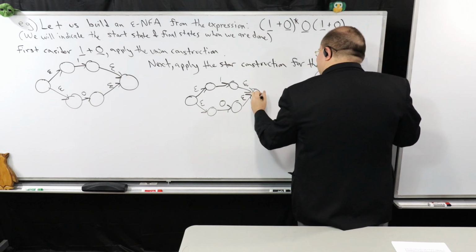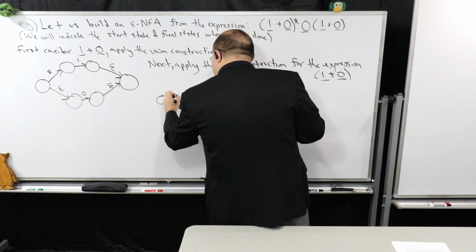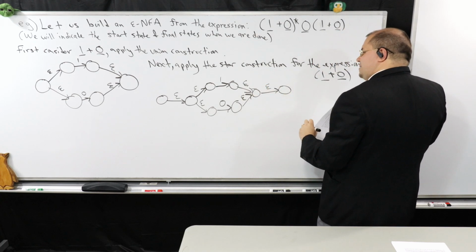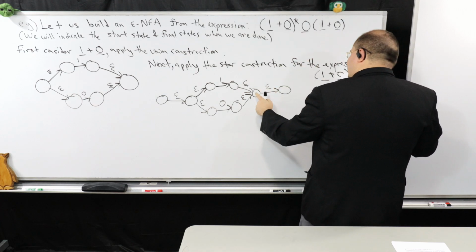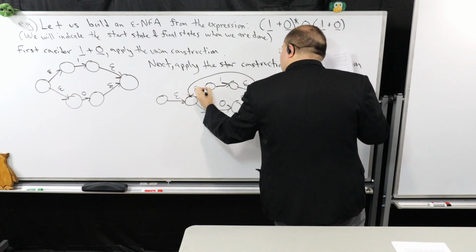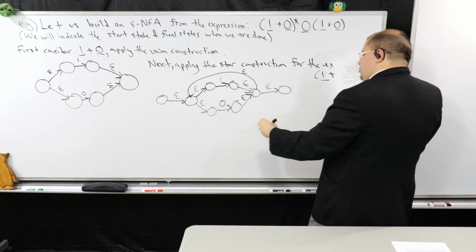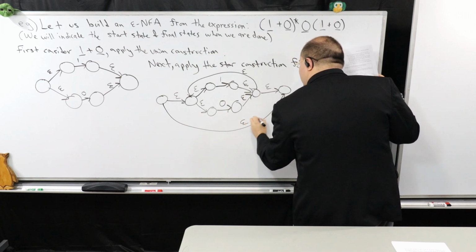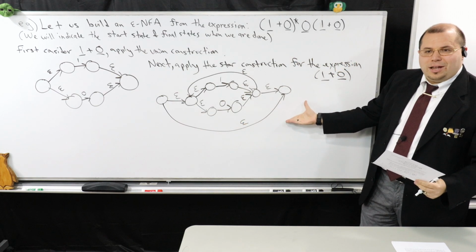Okay, so now I need to put in the start state. So I have a new start state. It's going to have an epsilon move. I'm going to have a new final state with an epsilon move like this. Don't forget that you take the old final state, and you draw an arc from that to the original start state on an epsilon move like this. And then you employ another epsilon move from the new start state to the new final state. So this is what 1, 0 star would look like.